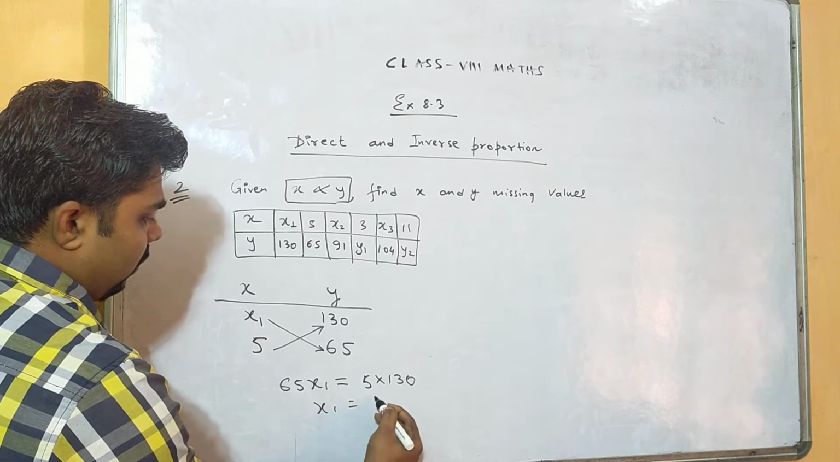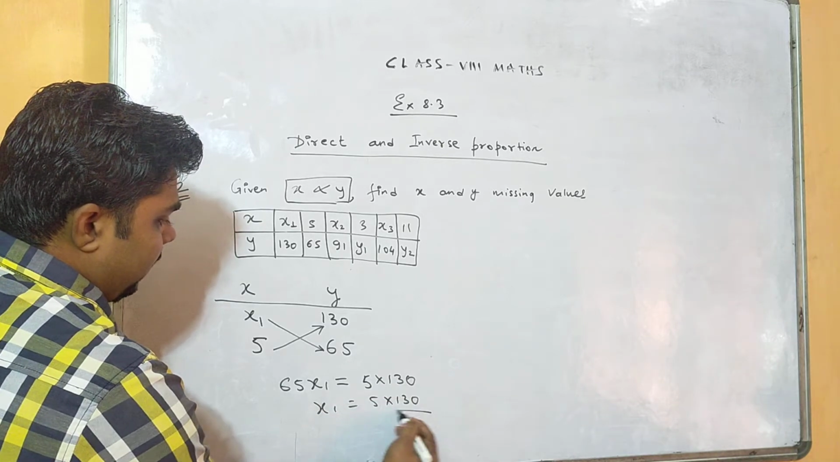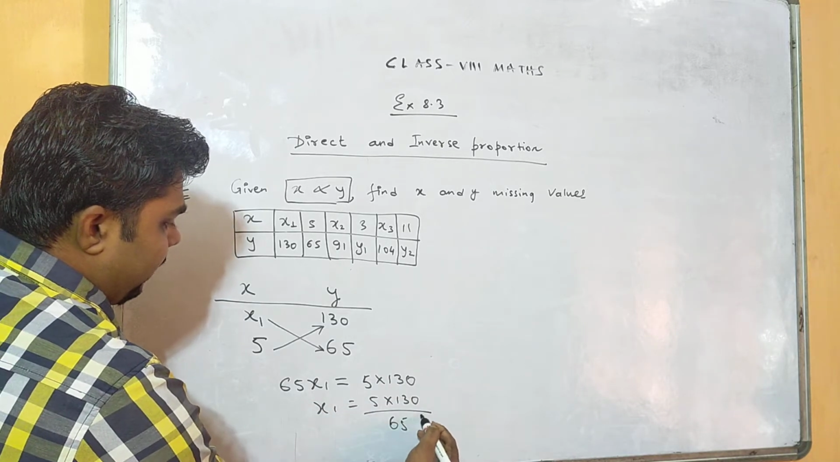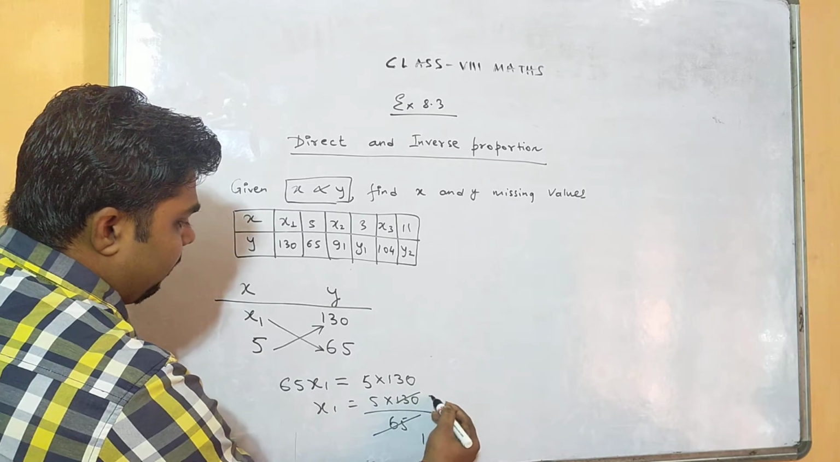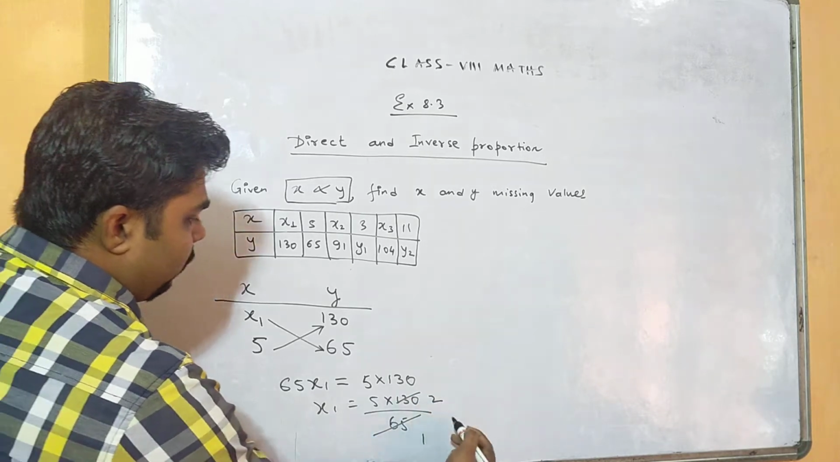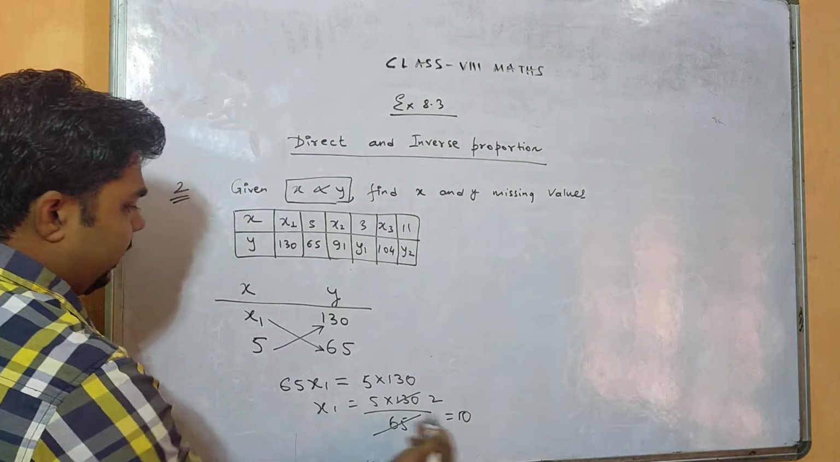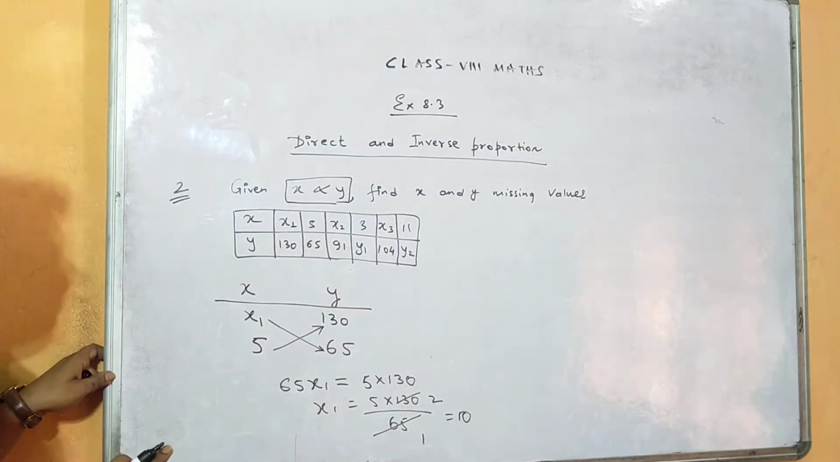x1 equals 5 into 130 divided by 65, and we know 65 ones are 65, 65 twos are 130, that means 5 twos are 10. So what is the value of x1 here? 10. So we got one value, right?